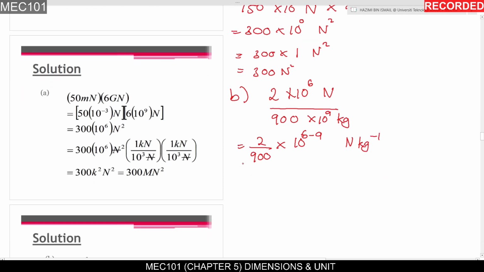You have to use the calculator. I just let it be 2 over 900 here. Okay, 6 minus 9 will be 10 to the power of minus 3 Newton kg to the power of minus 1. Okay, this is the answer.